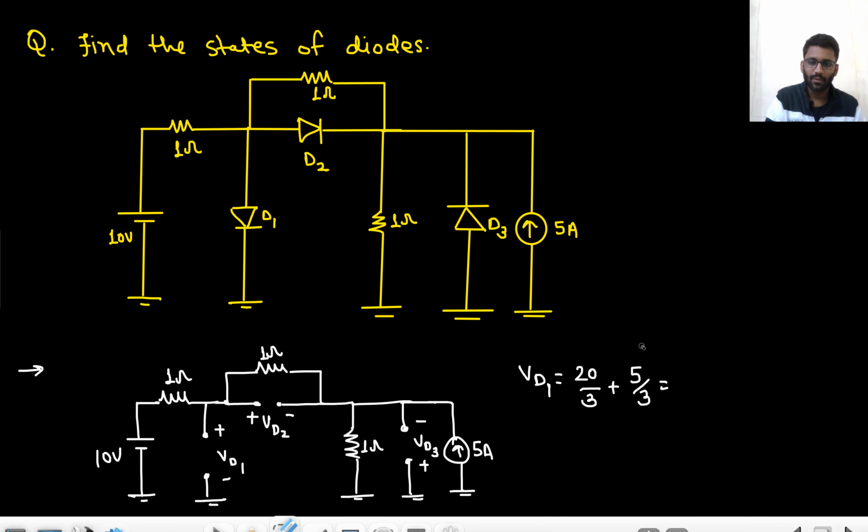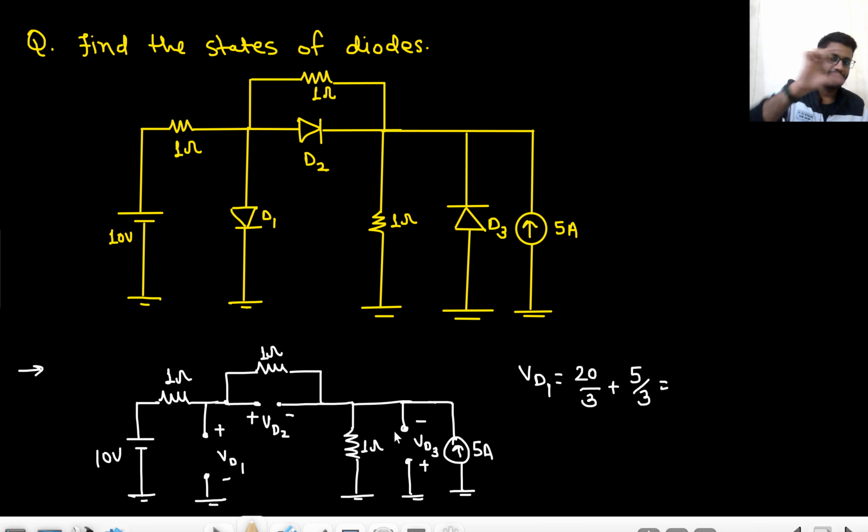What I am doing, look, I am first considering only the 10 volt source. And what will be VD1? 1 ohm resistance, 1 ohm resistance, both are in series, and 10 volt across this D1 diode. Okay, so what will be that potential? That potential will simply be 2 by 3 into 10, 20 by 3.